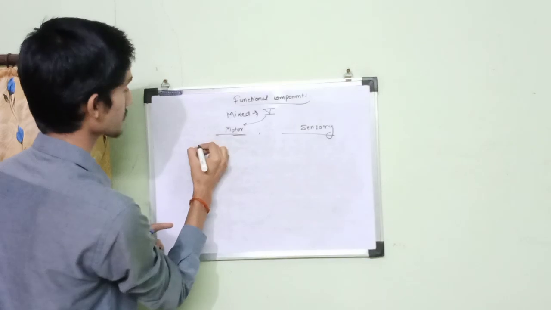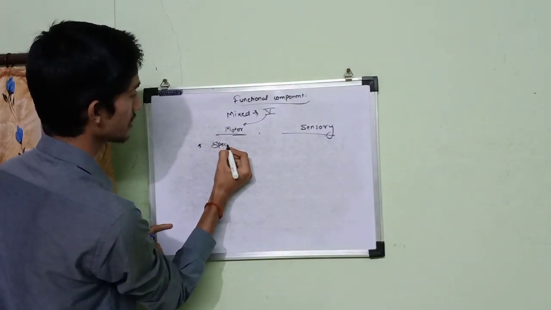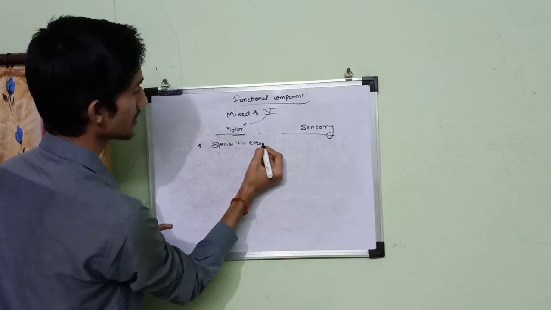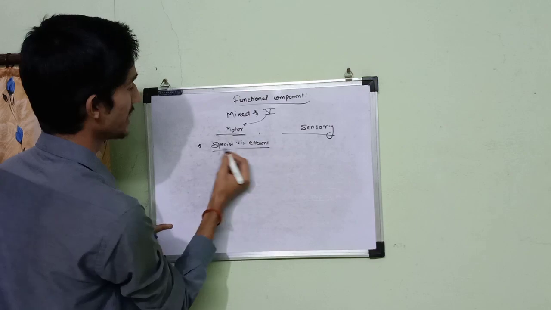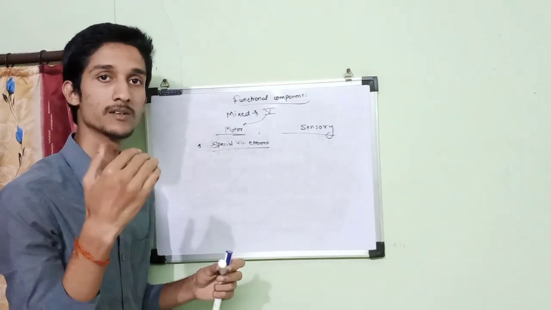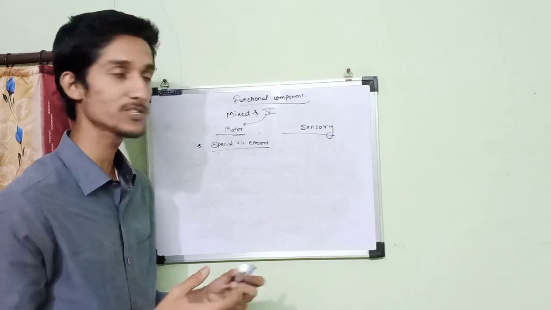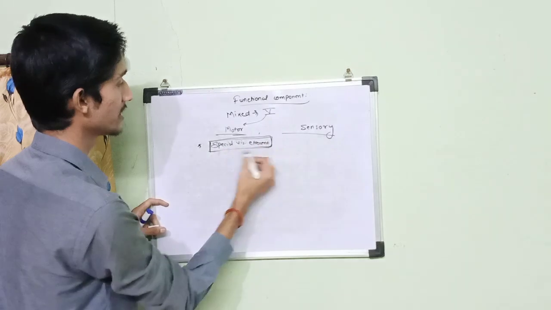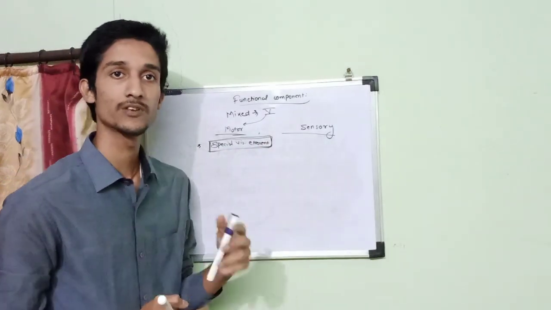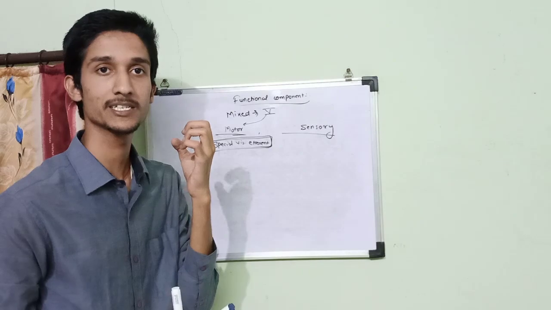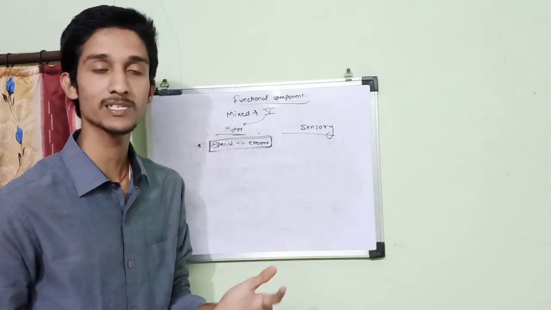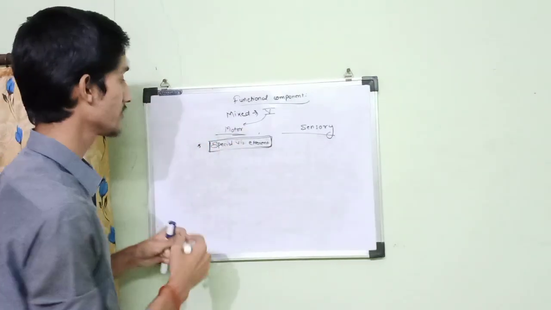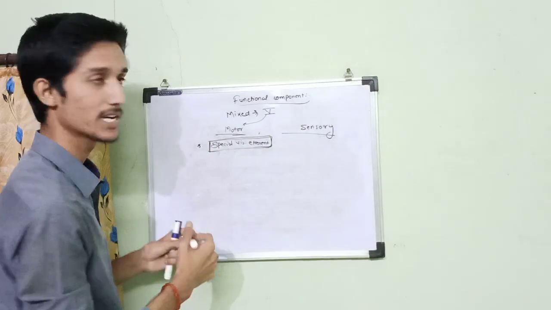It has a motor functional component as special visceral efferent fiber. It means it is going to supply the muscles of the pharyngeal arches developed from the mesoderm. Special visceral efferent fibers supply the muscles of the pharyngeal arches. And what are the muscles of the pharyngeal arches? We know the mylohyoid muscle, muscles of mastication, and the anterior belly of digastric. All these muscles are going to be supplied by the trigeminal nerve, by the special visceral efferent fibers.